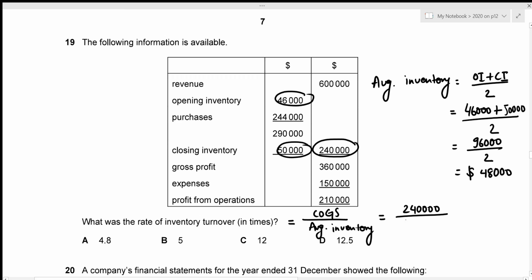Let's substitute this in our formula. So the value of our rate of inventory turnover is just going to be 240,000 divided by 48,000, which results in the value of 5. And this is given in option B, so that will be our correct answer. Now we can move towards question number 20.